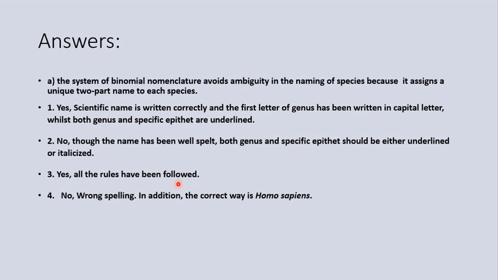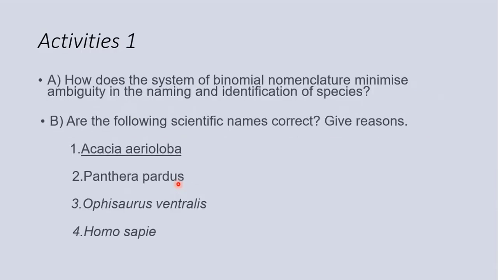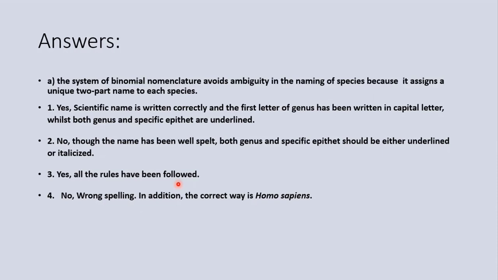And the answer to that question is yes. The scientific name is written correctly, the first letter of the genus is capitalized, and both the genus and specific epithet are underlined. The second one is no. Why? The name has been spelled well, but both the genus and specific epithet should either be underlined or italicized. You see the form of reasoning that they give.